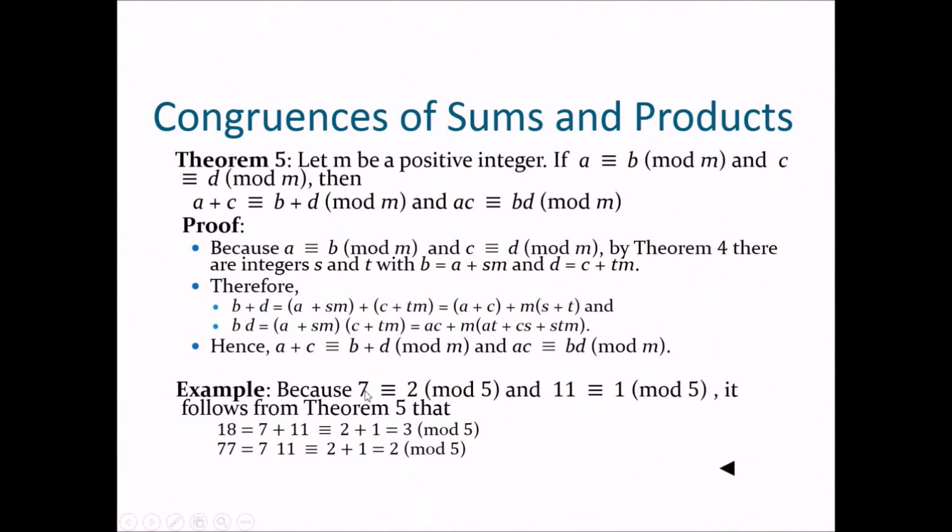Again, multiply both the congruence relations. We have 7 multiplied by 11 is 77, and 2 multiplied by 1 is 2 mod 5. Let's see if this relation is valid. 77 minus 2 is 75, and 75 is divisible by 5, so 77 is congruent to 2 mod 5.